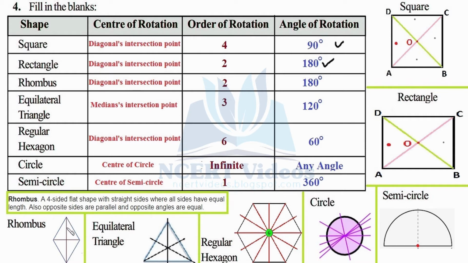Center of rotation will be its diagonals. This will be your center of rotation, and the angle at which you rotate in order to check order of rotation will be again 180 degrees.